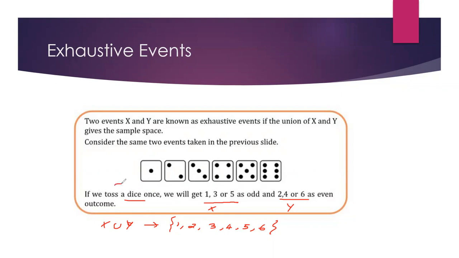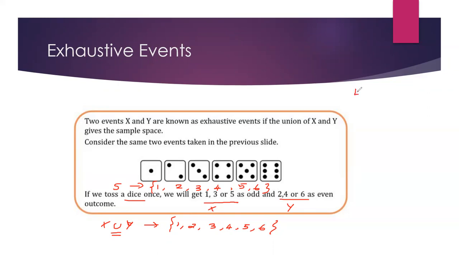In case you write the sample space for a die, what do we get? 1, 2, 3, 4, 5, and 6, right? So what I'm saying here, you get two events. When you find the union of two events, if you get the entire sample space, then they are basically exhaustive events. Hope it is clear, right? These two events are known as exhaustive events because X and Y, when you find the union, we get the entire sample space.